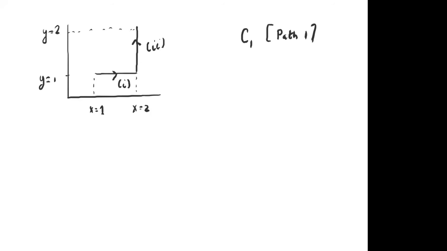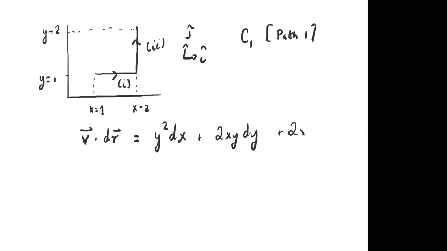And again, you know, it's helpful. Let's put in our unit vectors. Okay. So let's save ourselves some work. I already know what v dot dr is. It never changes. In this problem, it's y squared dx plus 2xy dy plus 2x dy. That's all it is. And so that's the easy part.